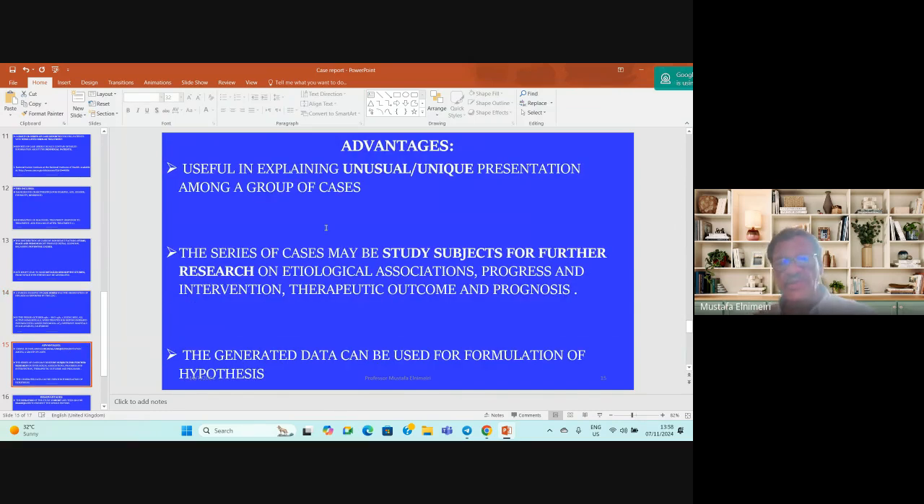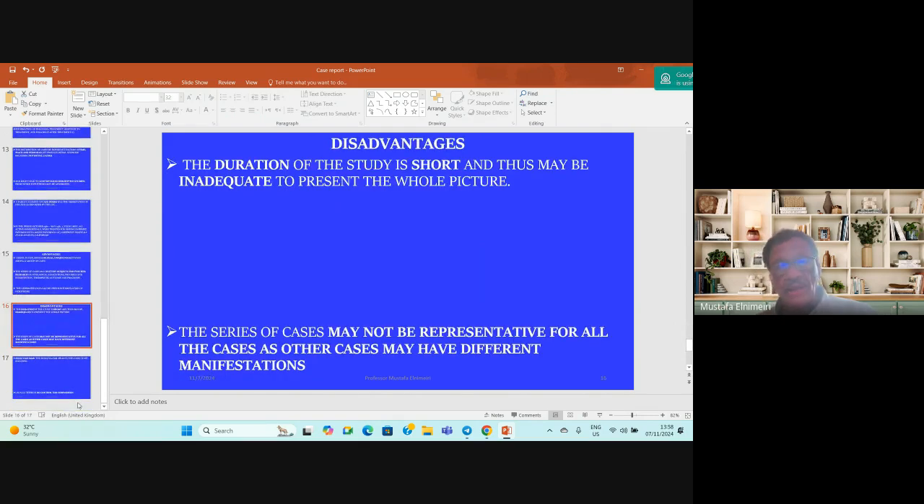The advantage of case series is that they are useful in explaining unusual or rare or unique presentation of a group of cases, whether the symptoms or the signs or whatever it is. The series of cases may be study subjects for further research on etiological association, progress, intervention, therapeutic outcome, and prognosis. And also, the generated data can be used to formulate hypotheses that can be tested by other study designs.